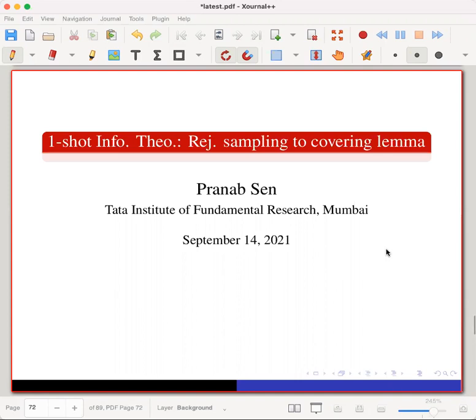So welcome to today's lecture. Today we are going to take off from where we left last time, which was message compression via rejection sampling. We will see how one can actually go from rejection sampling to a covering lemma.